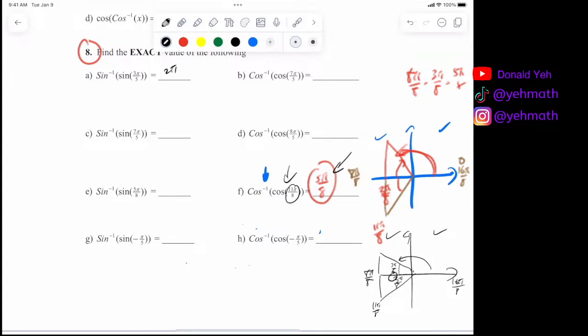I think this is 2 pi over 5. Is that okay? Because that's in the first quadrant, it gives you the same output. This is 3 pi over 5, I think. Is that okay? 7 pi over 5 is negative 2 pi over 5. This is actually 2 pi over 5.